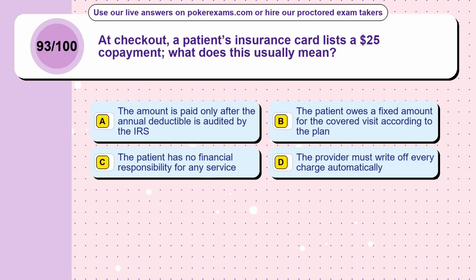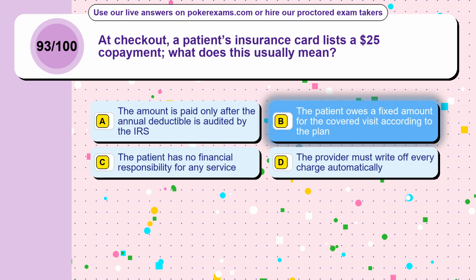Question 93. At checkout, a patient's insurance card lists a $25 copayment. What does this usually mean? Option A. The amount is paid only after the annual deductible is audited by the IRS. Option B. The patient owes a fixed amount for the covered visit according to the plan. Option C. The patient has no financial responsibility for any service. Option D. The provider must write off every charge automatically. The correct answer is option B.